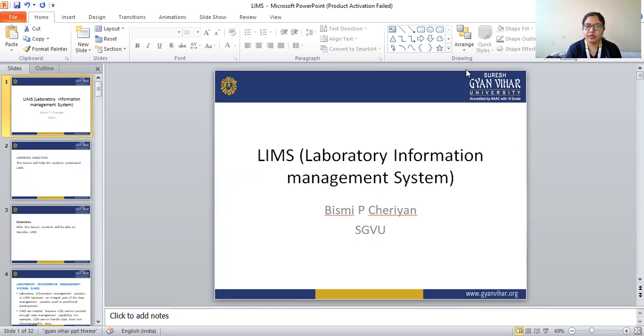So today our topic is LIMS, that means Laboratory Information Management System. These are the things coming under topic 5 of the computer application subject, and these are the software we use in preclinical studies.